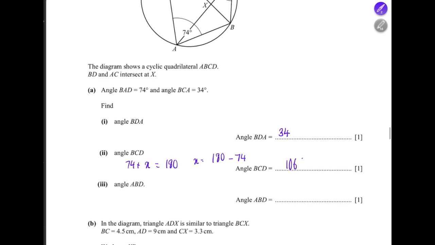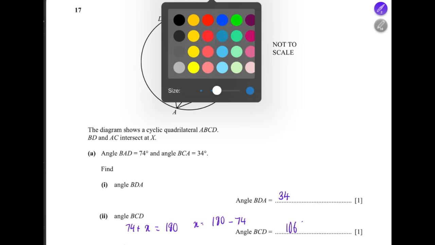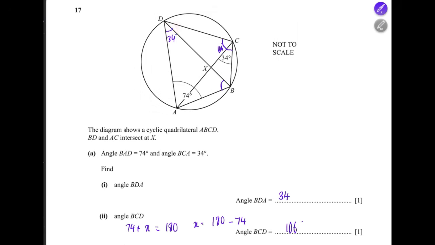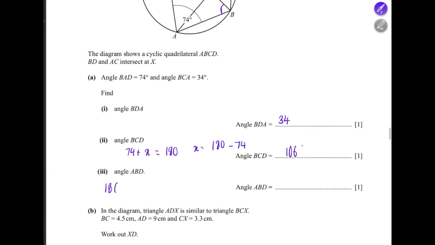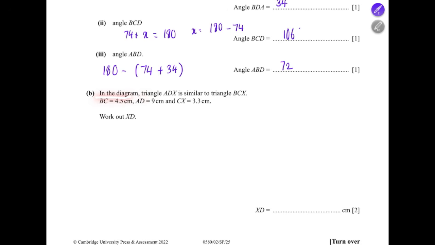Now find angle ABD. This angle, simple: sum of angles in a triangle equals 180. So 34 plus 74 plus ABD, and then you'll get the answer. 180 minus 74 plus 34. That is 72.